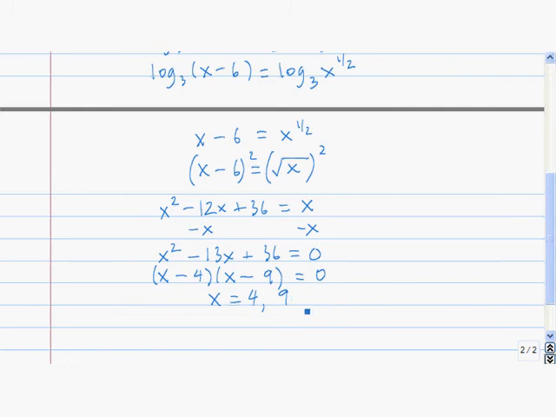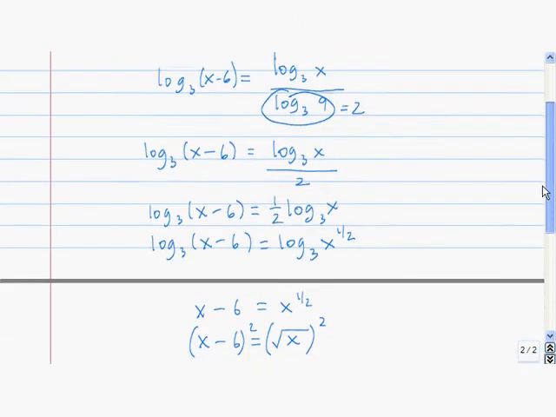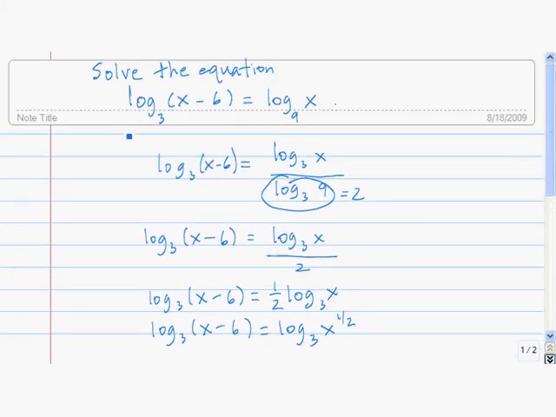However, we're not done yet. When we have logarithmic equations, we have to check for extraneous solutions. What that means is even though it appears that 4 and 9 are solutions, they're not necessarily solutions because they might not solve the original equation. So let's check these with the original. Okay, so here's the original equation.